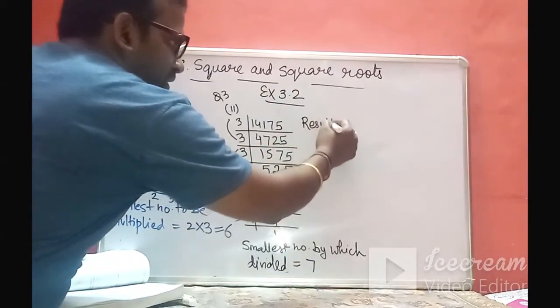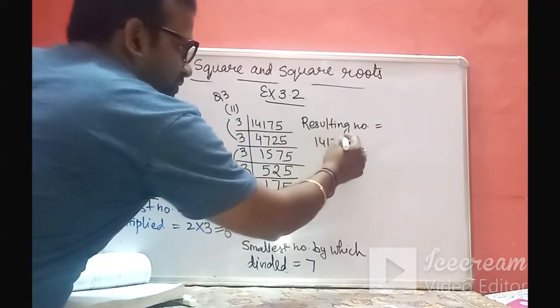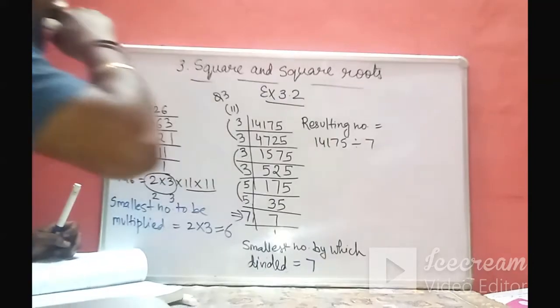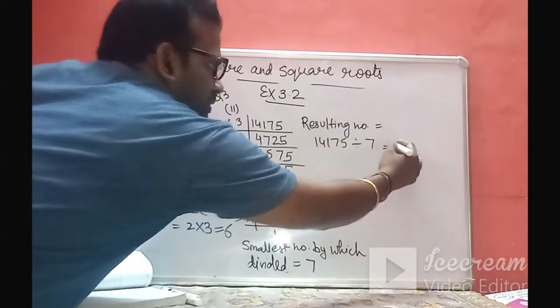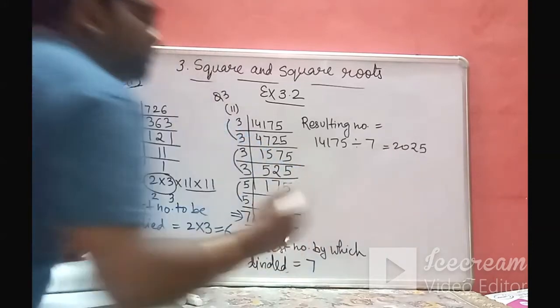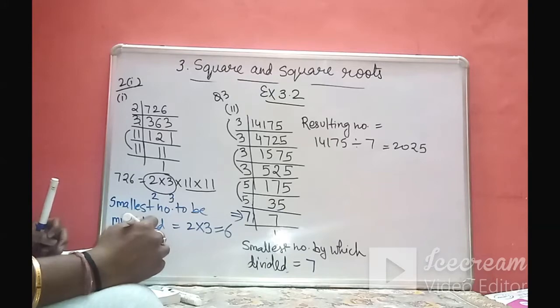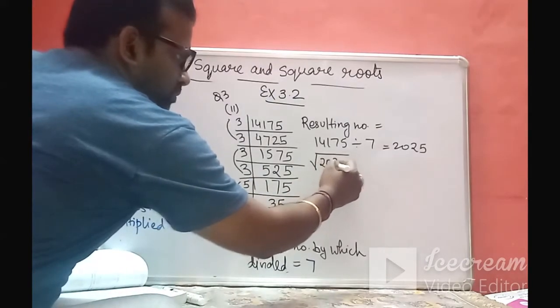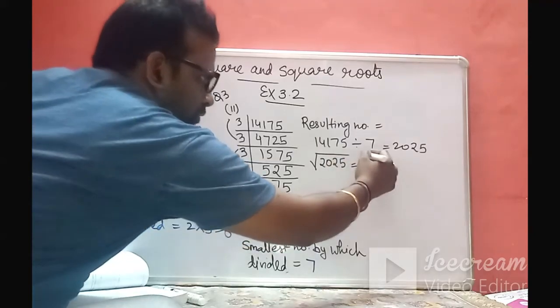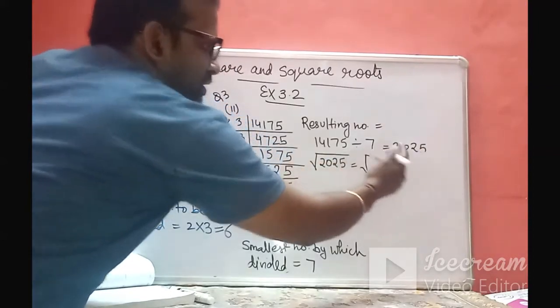So what is my resulting number? My resulting number will be 14175 divided by 7, so it is 2025. Okay, now we have to calculate the square root of the resulting number. Whenever you want to calculate the square root of this resulting number, there is no need to do the prime factorization again.